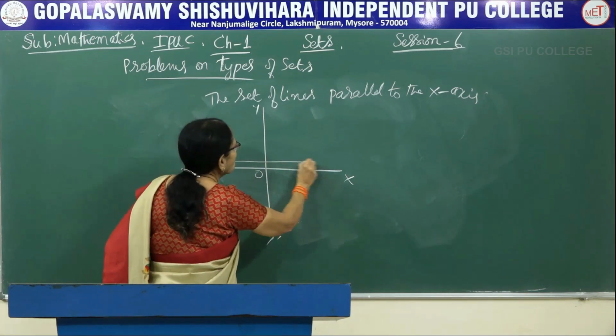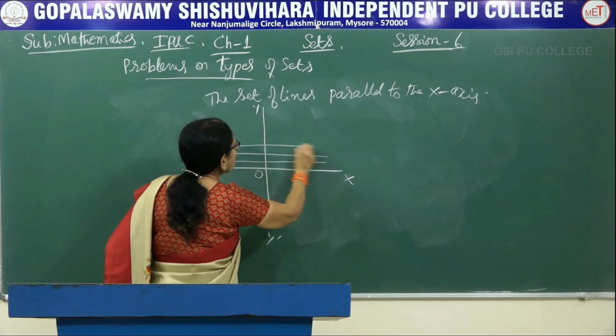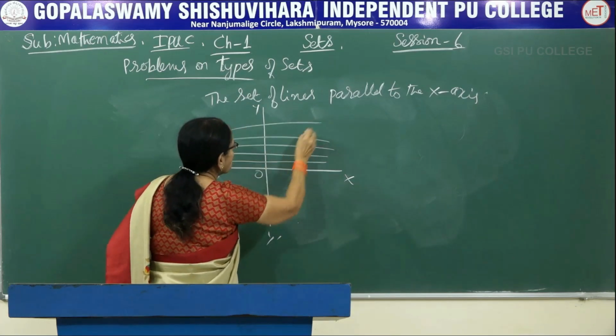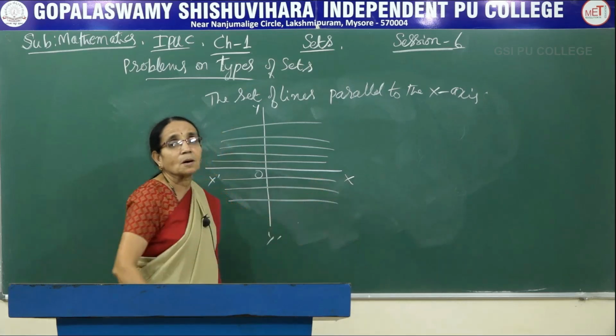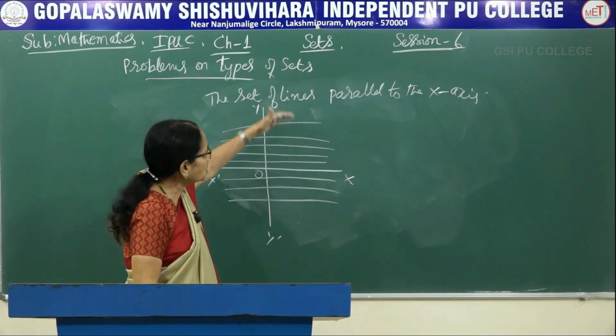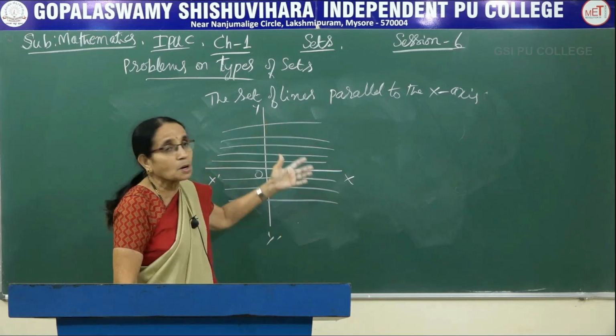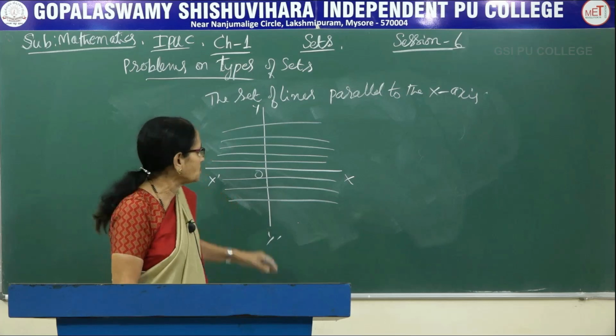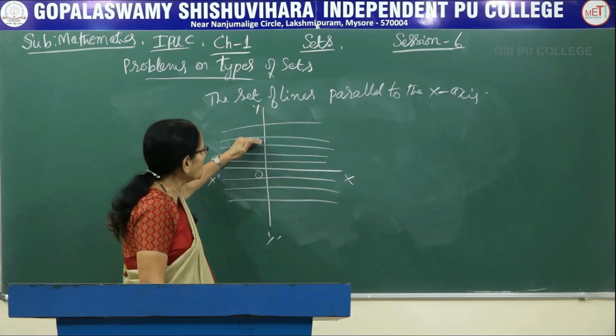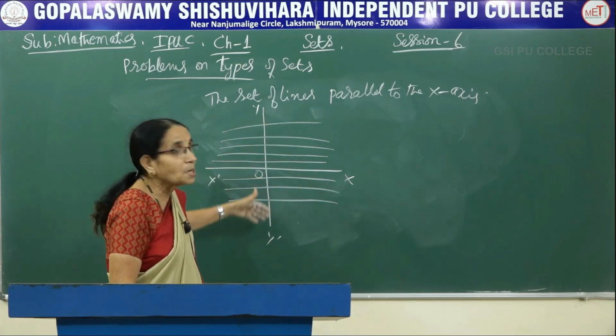How many can we draw? Here we can go on drawing, isn't it? Above the x-axis, or below the x-axis. There is no limit at all. We can draw any number of lines parallel to the x-axis. So this becomes infinite. Of course, I have given little space here. In between also we can draw so many lines here.